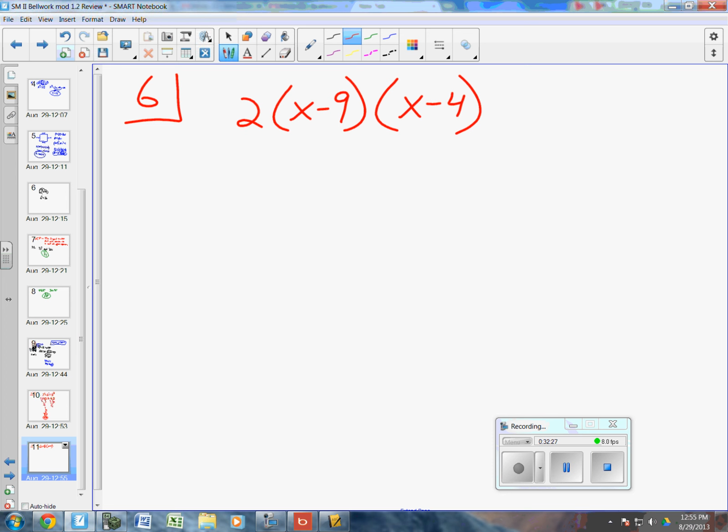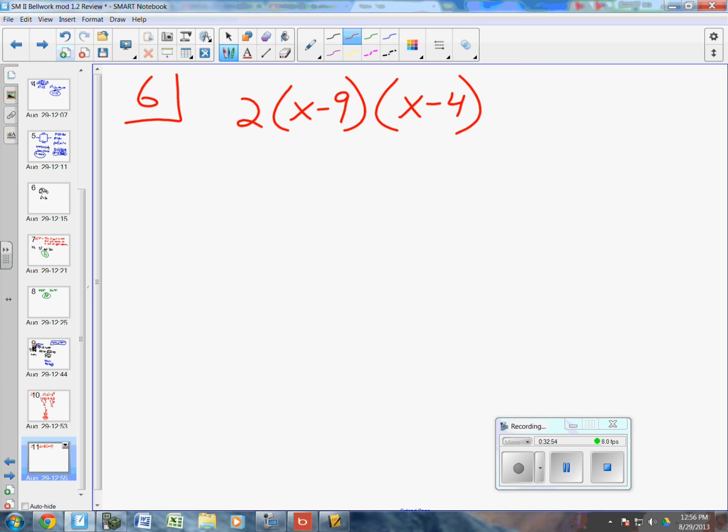Actually, order of operations, since this is multiplying, it doesn't matter which order you do it in. Okay? I personally would times x minus 9 by x minus 4 first, because the 2 is easy to times by something afterwards. If you times the 2 through first, then you're going to have bigger numbers to work with. But you can do it either way. It doesn't matter. I'm just telling you what personally I would do.